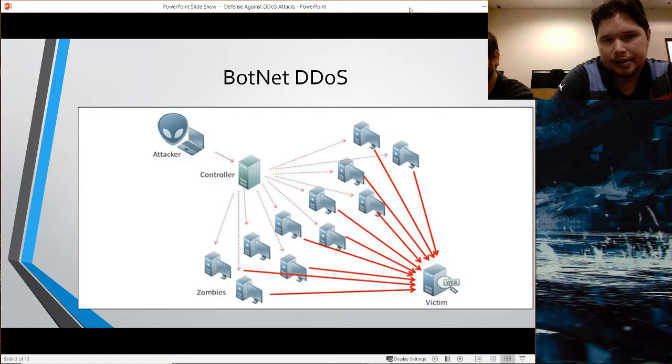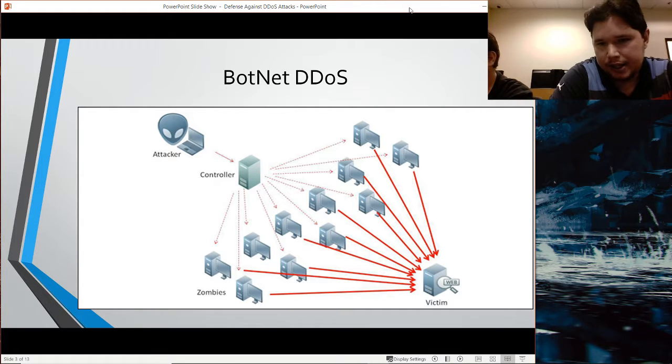This botnet attack works as follows. Basically, an attacker infects a host network or a controller, which is basically the central hub of information that sends out the instructions to the zombies. The zombies are basically regular user computers like anybody who's on the internet, and they may not know that they're infected. They just feel that their network is slower, and what's really happening is they're sending requests to the victim, which is a web server, for large amounts of data all at once.